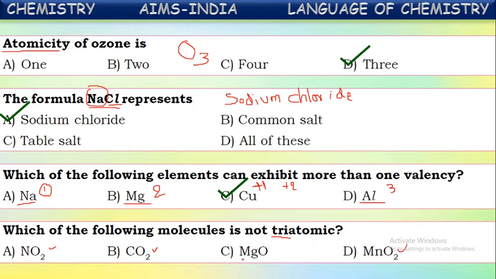If you see magnesium oxide, MgO, in this there is 1 magnesium atom and 1 oxygen atom. Totally only 2 atoms are there. So it is a diatomic molecule. It is not a triatomic molecule. It is diatomic. So it is not triatomic. Okay. Next.